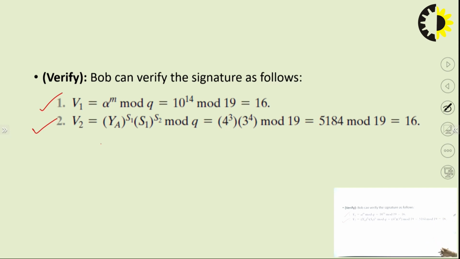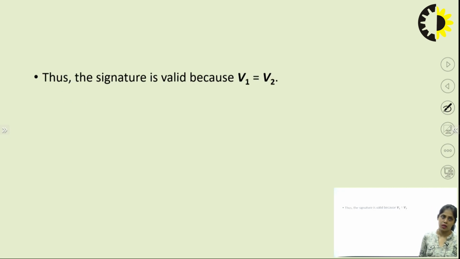So these are the two steps which are carried out on the receiver side, that is on Bob's side, to verify this ElGamal digital signature which is already generated. So like this we can say now that the signature is valid because V1 equals V2.